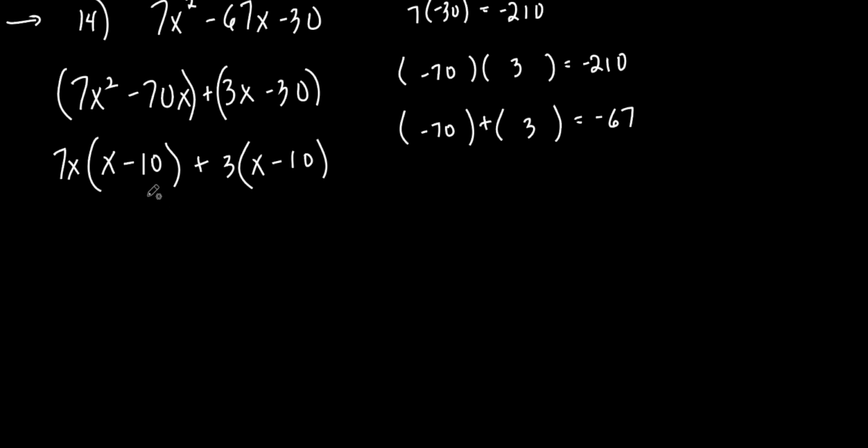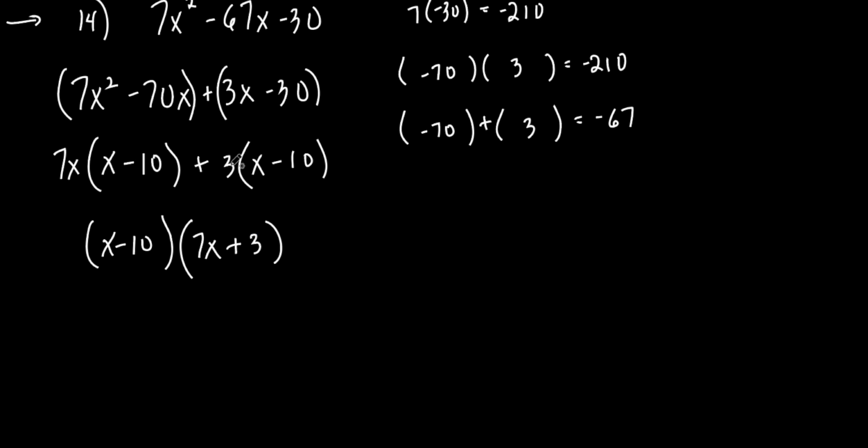Now, let's go greatest common factor again. You've got an x minus 10 in both of these. So factor out an x minus 10. What do I get when I factor this out? A 7x. When I factor this out, a plus 3. And then there it is.